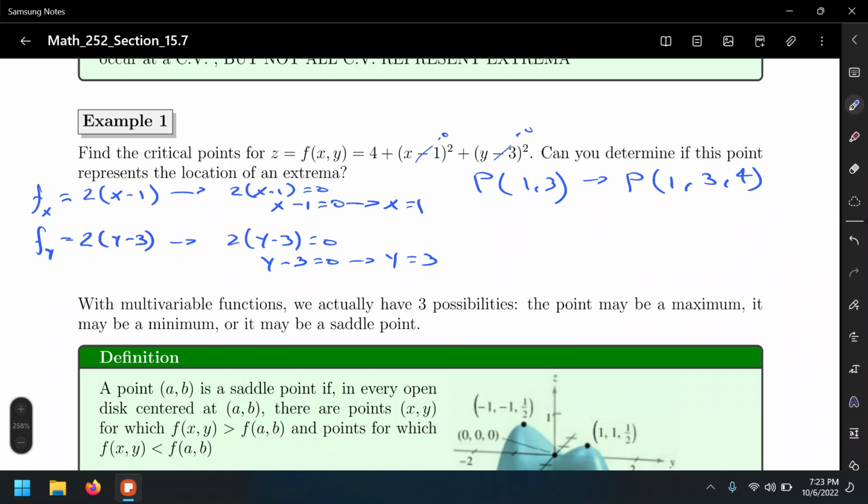So by inspection, let's look at the function separately. For example, what if we had f of x equals 4 plus (x minus 1) squared? Isn't this a parabola shifted 1 unit to the right and 4 units up? And because the coefficient of the quadratic term is positive, it looks like a parabola opening up. What would that critical point represent, a maximum or a minimum? A minimum. All right.